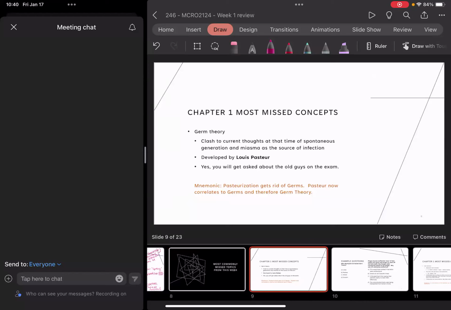Germ theory, again, the theory that Louis Pasteur came up with to disprove spontaneous generation. He said there's something invisible that's causing this stuff to happen. I'm going to call them germs. That's germ theory. So miasma, just a bad smell, or things just coming out of nothing, weren't the cause of these things. There were actual microscopic organisms that we just couldn't see that were causing this.